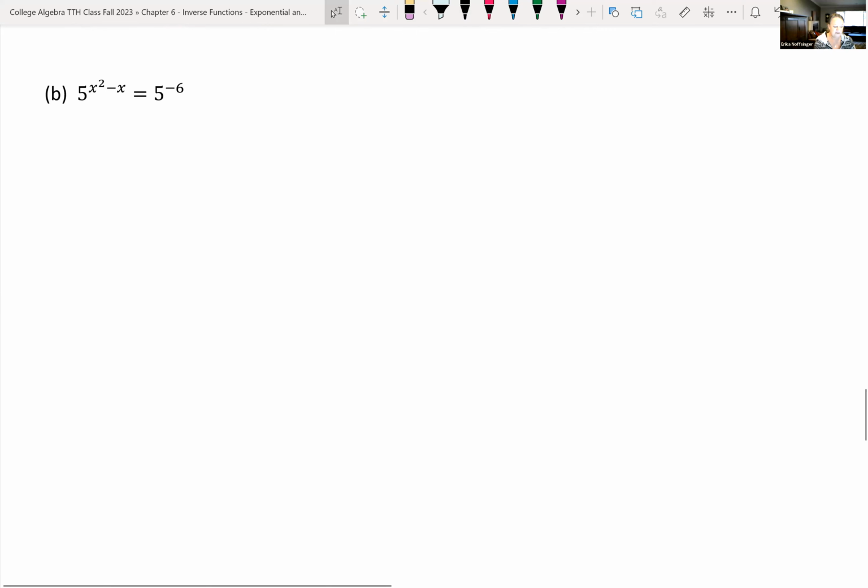So the next one in front of us, we have 5 raised to the x squared minus x power is equal to 5 raised to the negative 6 power. And so our bases are already the same, so we can use the rule setting our exponents equal to each other. So now we know that we have x squared minus x is equal to negative 6. So this is a quadratic equation. So solving quadratics, we're going to set this equal to 0. So let's add 6 to both sides.